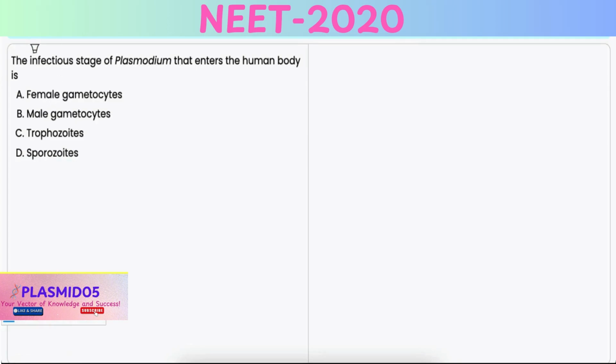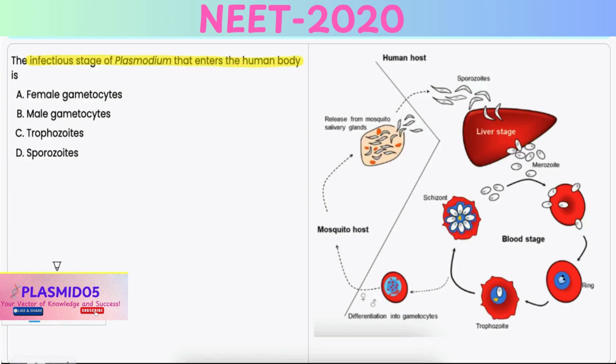In this question, you have to identify the infectious stage of Plasmodium that enters the human body. Option A, female gametophyte. It is incorrect. These are the sexual forms of Plasmodium that develop in the human blood but are taken up by the mosquito during a blood meal. So, these are not the infectious stage for the humans. Option B, male gametophytes. It is also incorrect. Like female gametophytes, these are involved in sexual reproduction within the mosquito and are not infectious to humans.